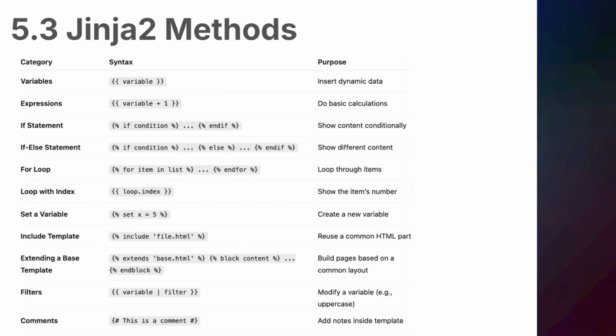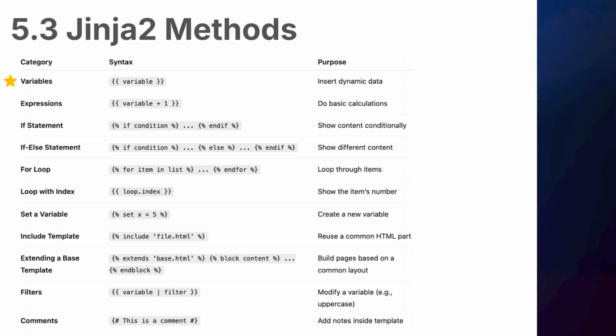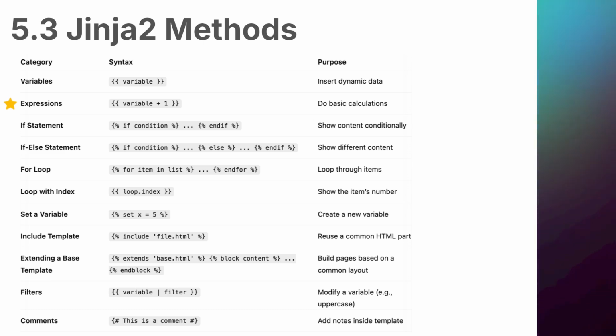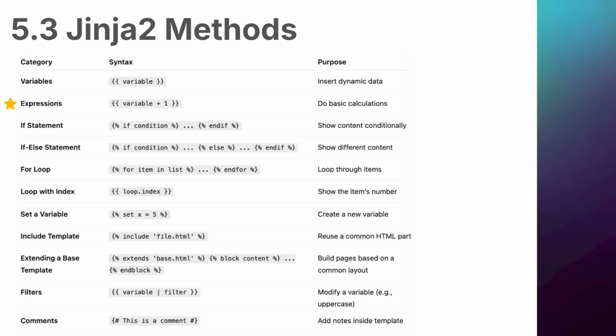These are the methods of Jinja2. First, variables. As we have seen in the previous page, you can insert data into the HTML file using double curly braces. Next, expressions. Jinja2 allows small calculations or operations inside the double curly braces, such as add, subtract, multiply, divide, or even join text directly in your templates.